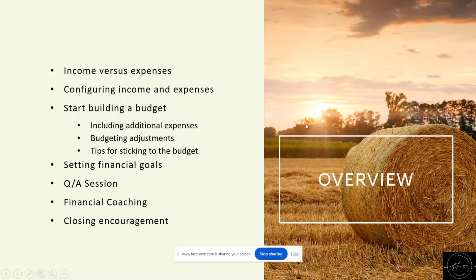The basics that will be covered tonight are income versus expenses, configuring income and expenses, how to start building the budget, as well as including additional expenses, budgeting adjustments, and then tips for helping to stick to the budget, as well as helping you set financial goals, some question and answer session, and then a brief discussion about financial coaching, and then closing encouragements.